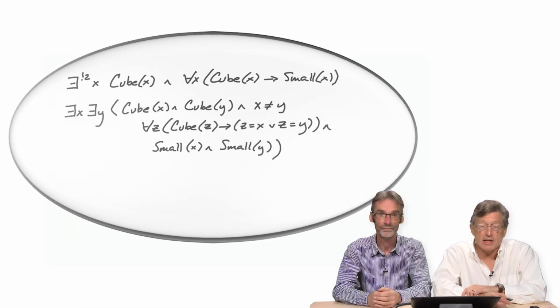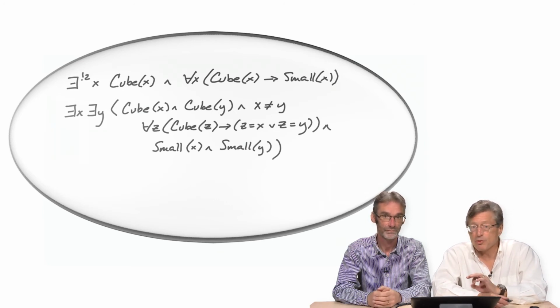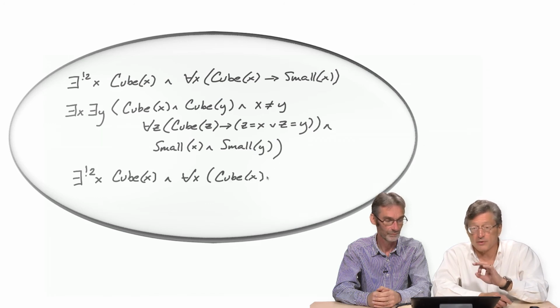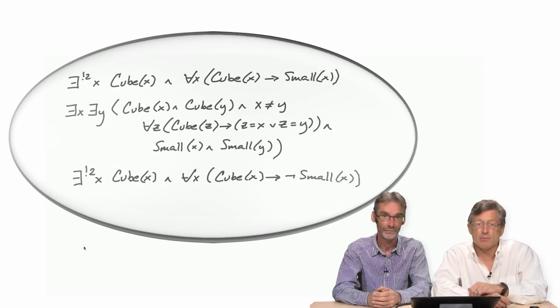So to translate the sentence, neither cube is small, we again analyze the sentence as saying that there are exactly two cubes. But in this case, we're saying that both of them are not small. So here we have, there are exactly two cubes, and for all x, if x is a cube, it's not small.